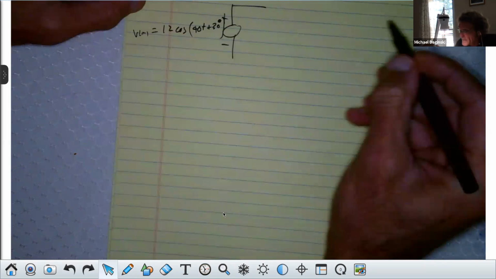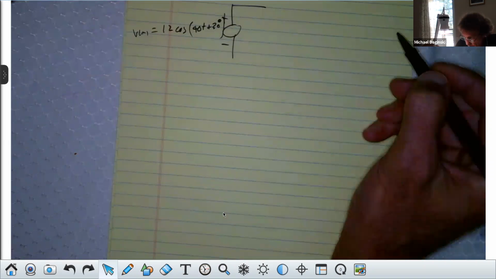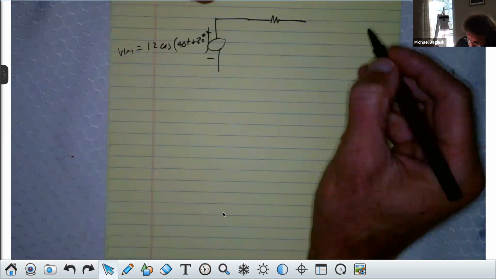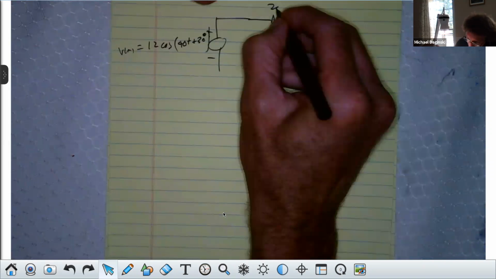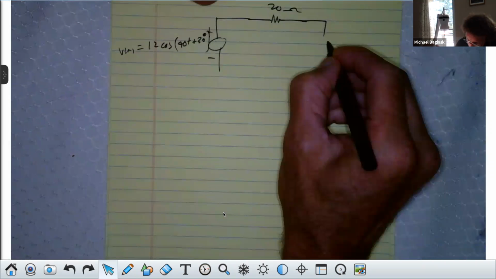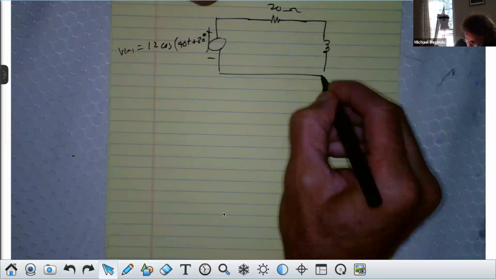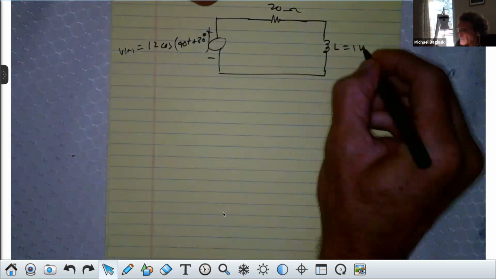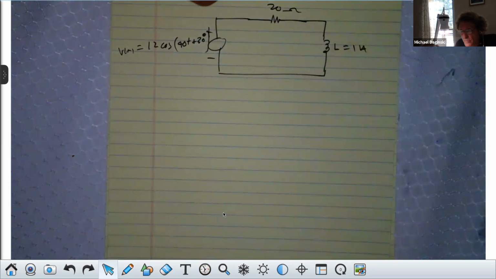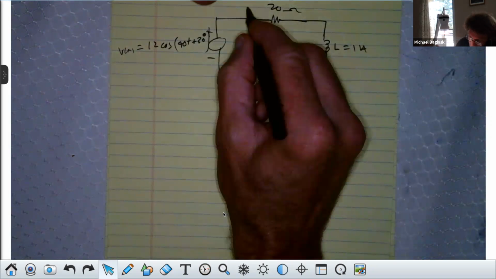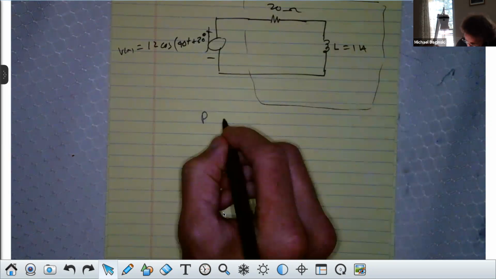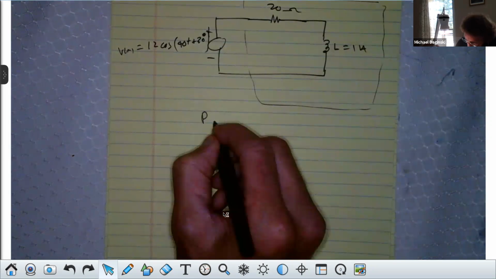Now listen carefully. I'm going to put a resistor here of 20 ohms, and I'm going to put an inductor here. I'm going to let L equal 1 Henry. And here's what I want. If this is considered a single element, I want the power dissipated by that element.